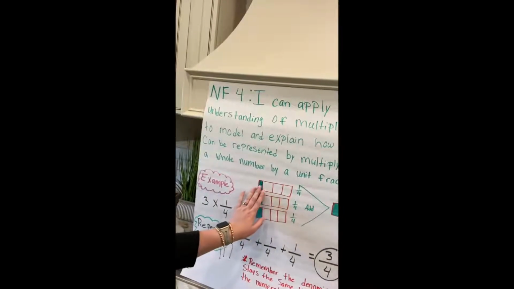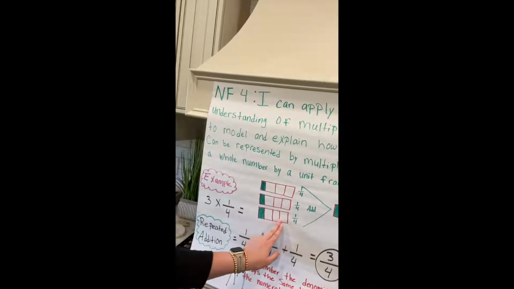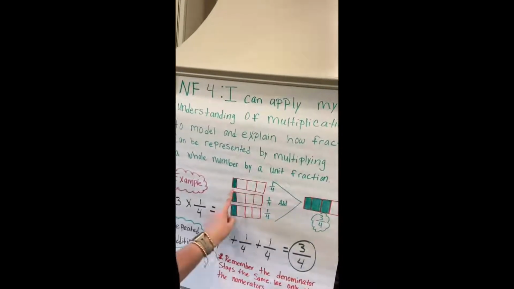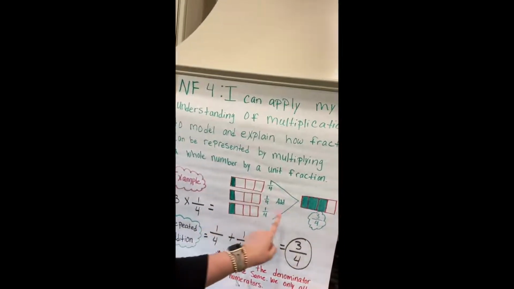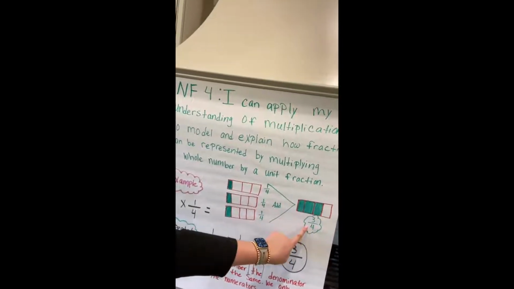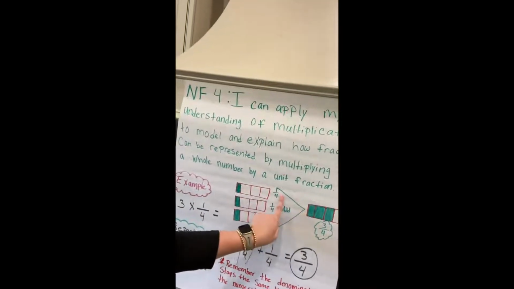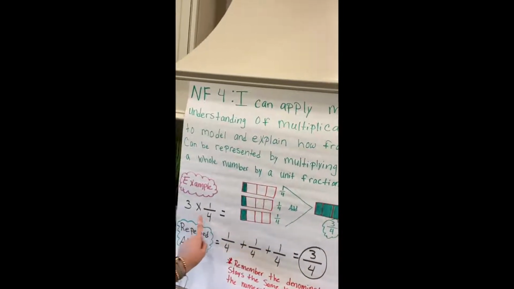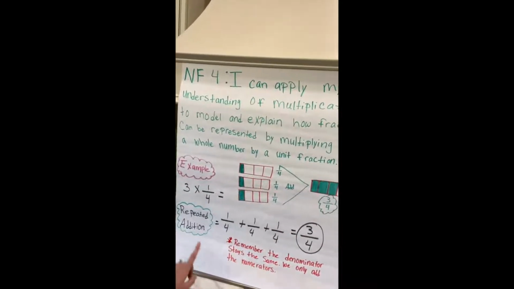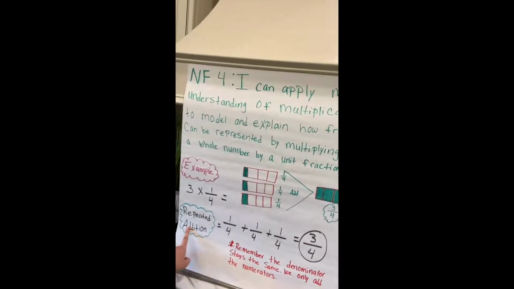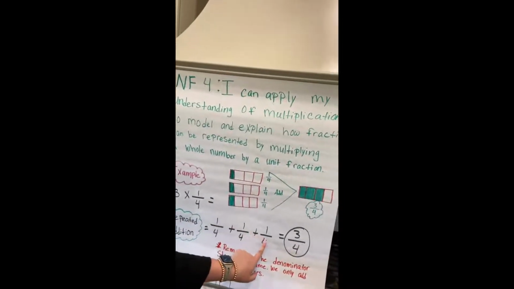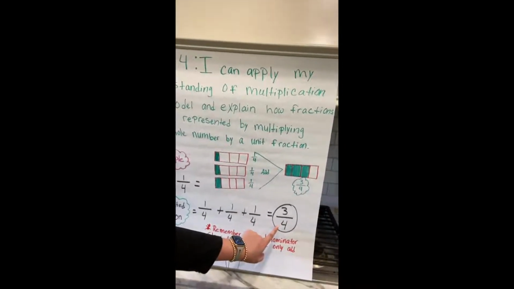These are my unit fractions, 1/4, 1/4, and 1/4. If you add those together, you count 1, 2, 3. So I need to shade in 3 bars, 1, 2, 3. And that gives me my answer of 3/4. So 1/4 times 3 is 3/4. Another way you can solve this is by using repeated addition, okay? So we can do 1/4 plus 1/4 plus 1/4 equals 3/4.